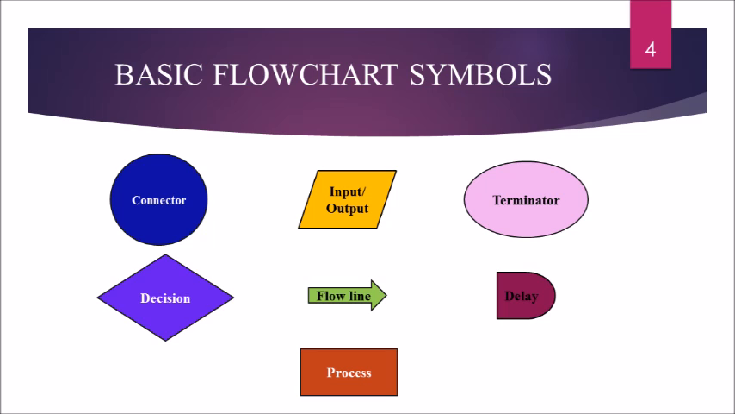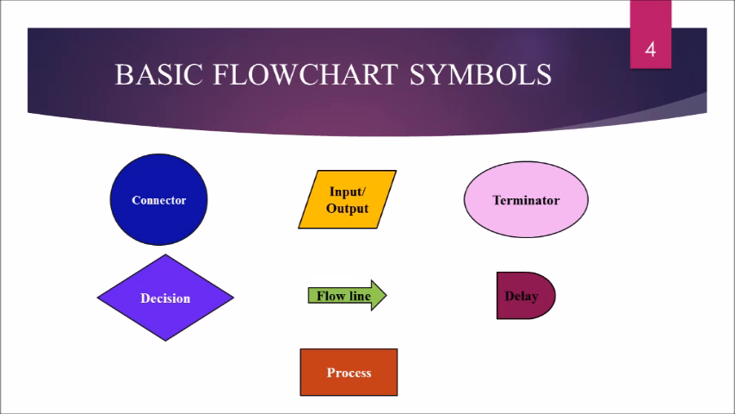The parallelogram is known as the input or output symbol, which represents data that is available for input or output. It may also represent resources used or generated. The lines with arrows are called flow lines, which determine the flow through the chart.